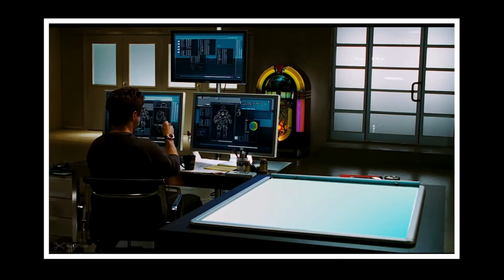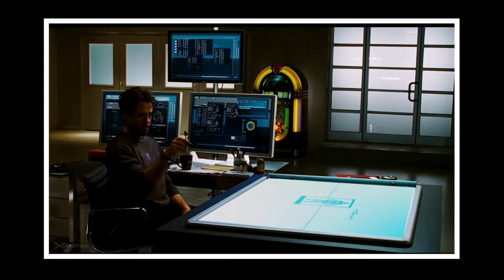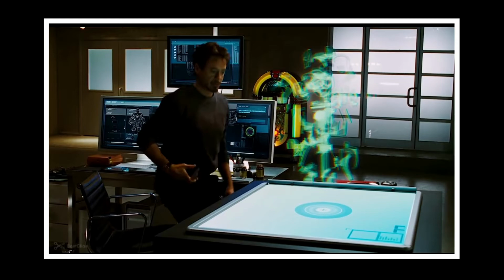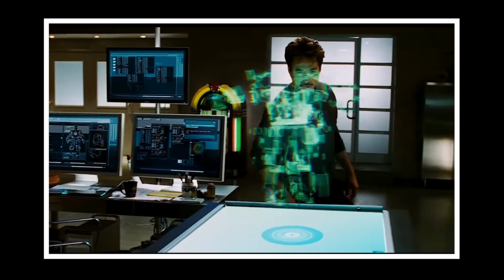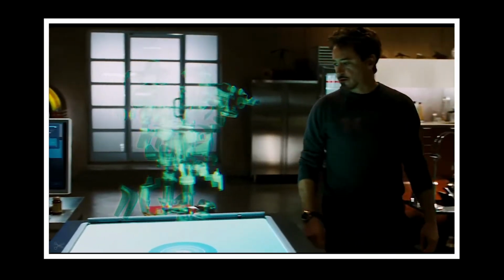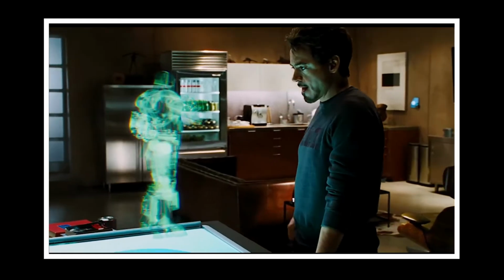Shall I store this on the Stark Industries central database? Actually, don't know who to trust right now. Till further notice, why don't we just keep everything on my private server? Working on a secret project, are we, sir?